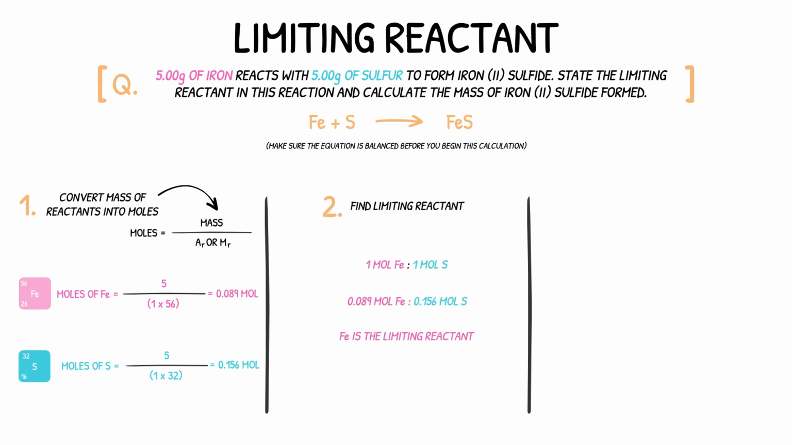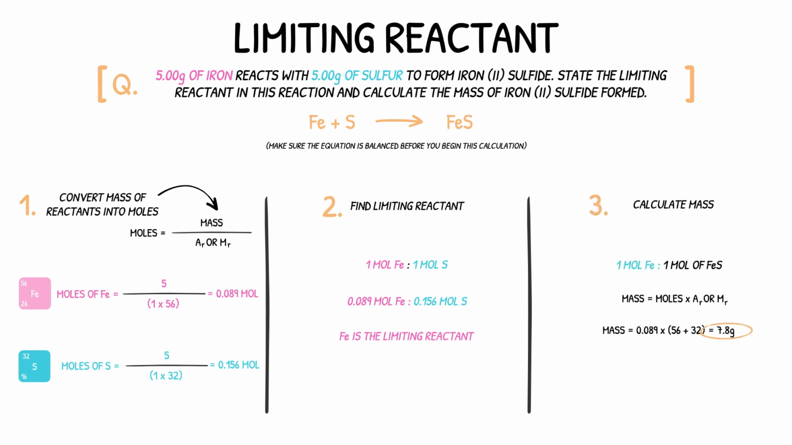The balanced equation tells us that iron and sulfur react with one another in a 1:1 ratio. Therefore, 0.089 mole of iron is reacting with 0.156 mole of sulfur. There is less iron than there is sulfur, meaning that it will be used up first, and therefore iron is the limiting reactant in this reaction.